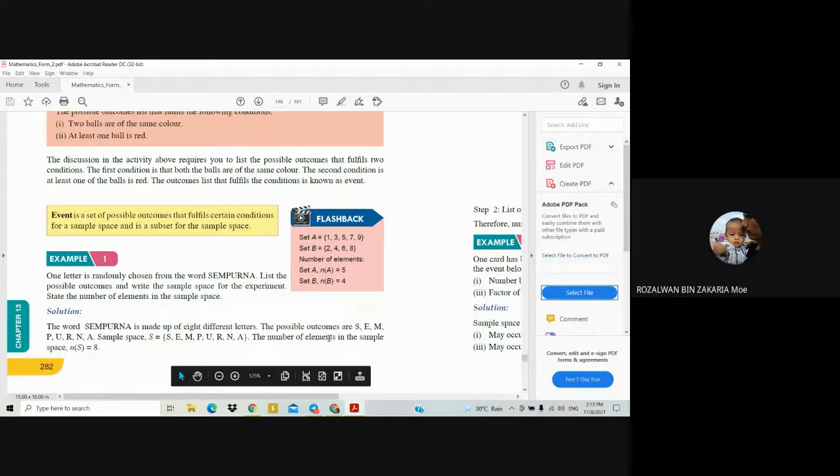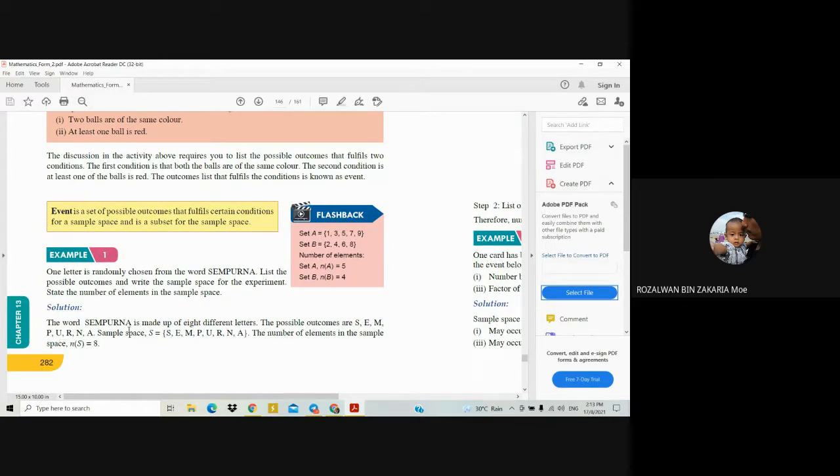Now look at example 1 here. One letter is randomly chosen from the word sempurna. List the possible outcomes and write the sample space for the experiment. State the number of elements in the sample space. To do this one, the word sempurna is made up of 8 different letters. If you count the letters from the word sempurna, 1, 2, 3, 4, 5, 6, 7, 8. There are 8 different letters.